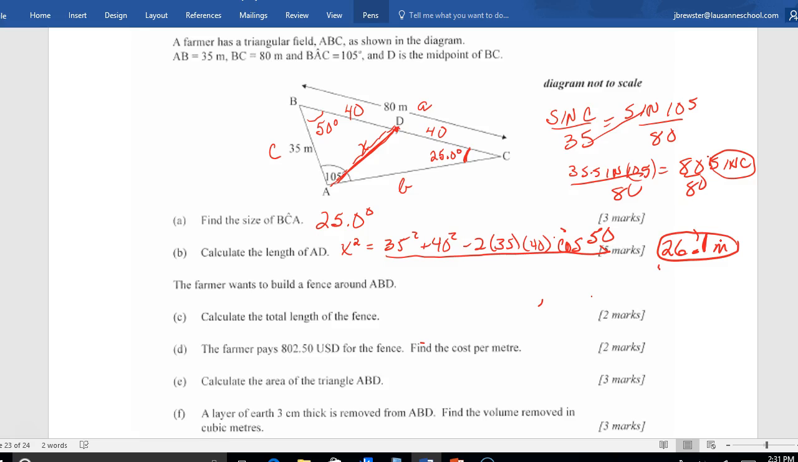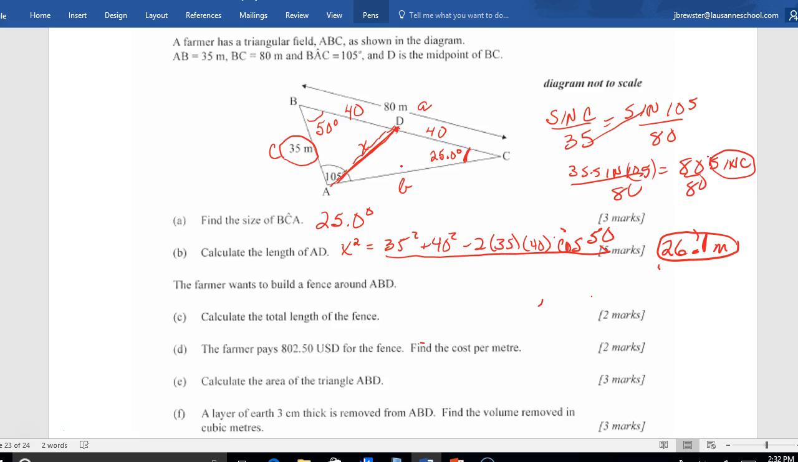Okay, now, the farmer wants to build a fence around the whole big triangle. So do we know all the sides so we can do that? Calculate the total length of the fence, so it looks like we're going to have to find little b. Do we know little c? Yeah, we know little c. We know this side is 35. We know the other side is 80, so all you've got to find is b.